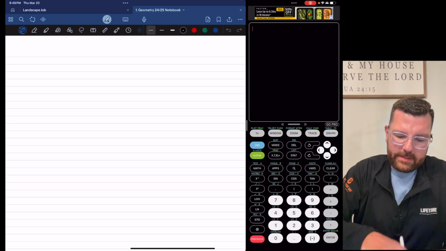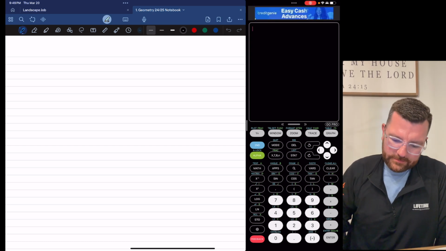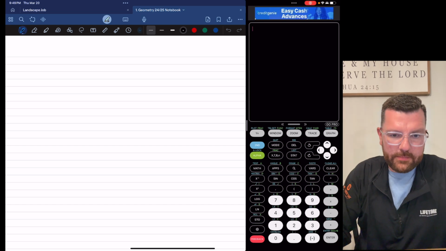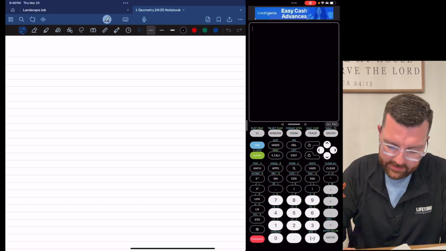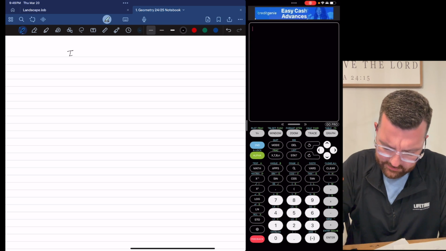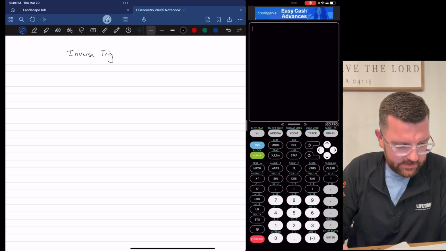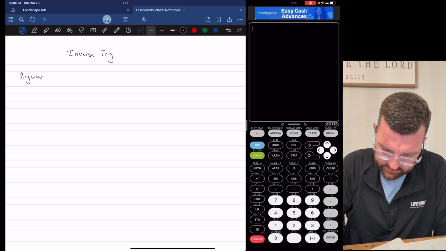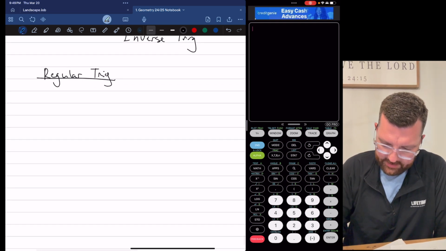I want to make a couple of notes before we dive into the new notes. If you haven't already, make sure you have a notebook out and that you take these notes down. I'm going to look for them in your notebooks when I return on Monday. Let's title this Inverse Trig. Of course, y'all know my handwriting is notorious. And regular trig is what we just learned. Regular trigonometry. I'm going to zoom in here.